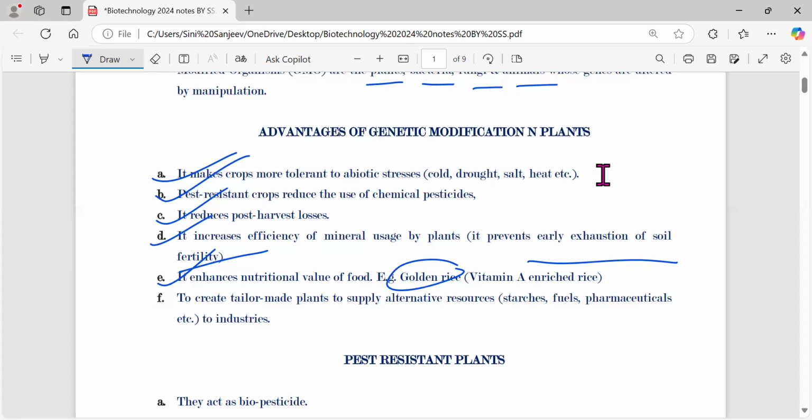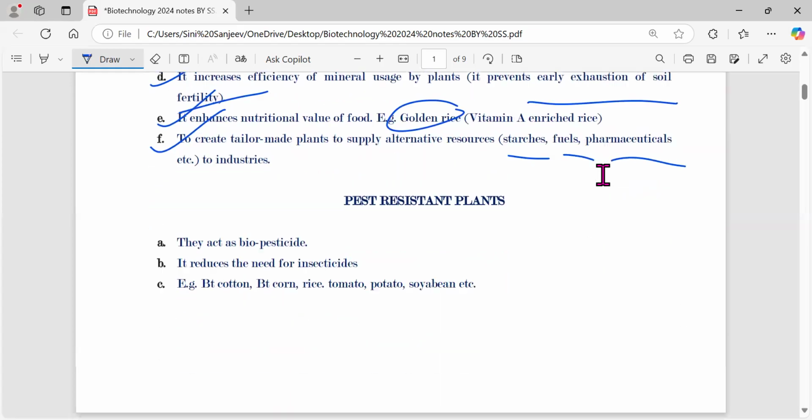And the last one is: to create tailor-made plants to supply alternative resources. It is not necessary that from one plant you get just one product. There will be byproducts also. So for the alternative resources written here, like starch, fuel, pharmaceuticals, etc., you will get a much superior supply by using this technique. So these are mostly the advantages of genetic modification when you do it in plants.